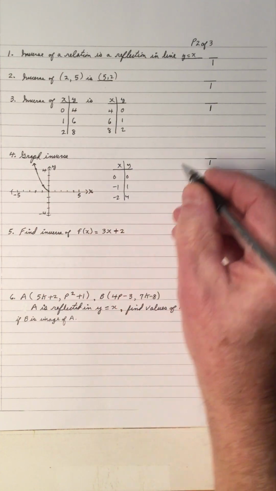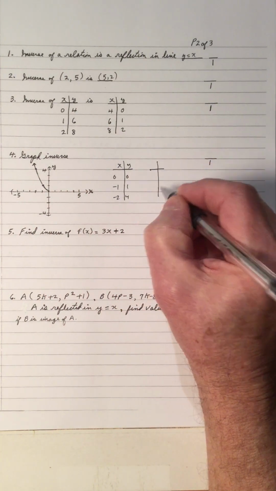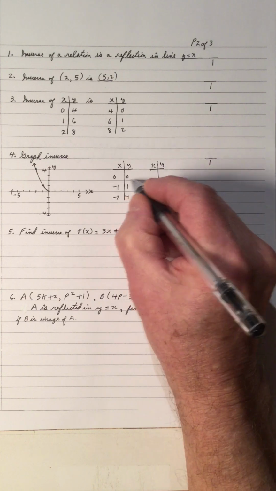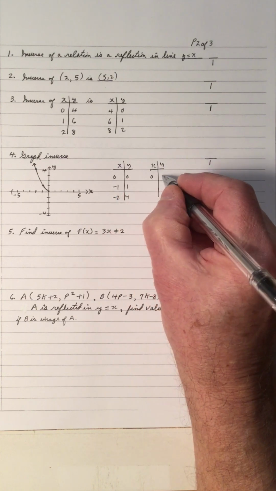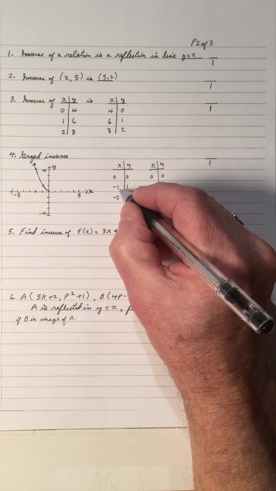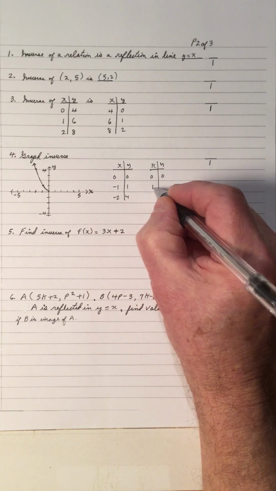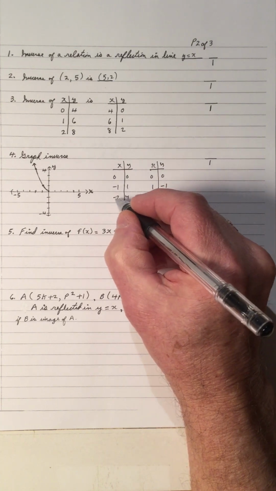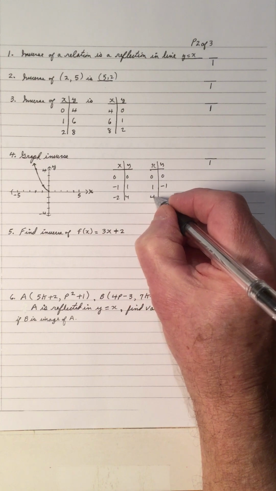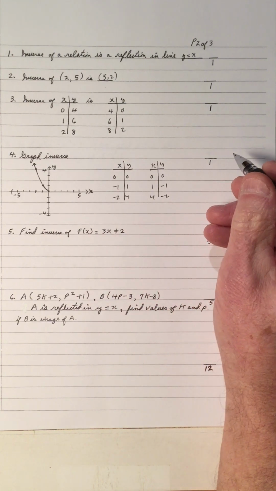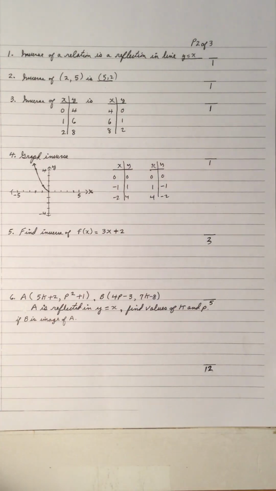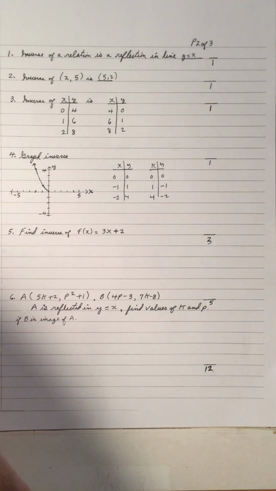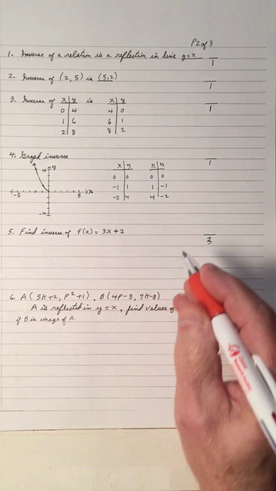Negative 2, 4. So the inverse would be: switch (0, 0), it stays (0, 0). And (negative 1, 1) becomes (1, negative 1). And (negative 2, 4) becomes (4, negative 2). So I'll do the inverse in red as I've normally done.